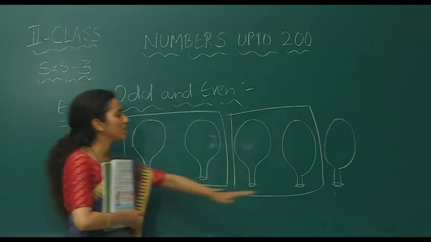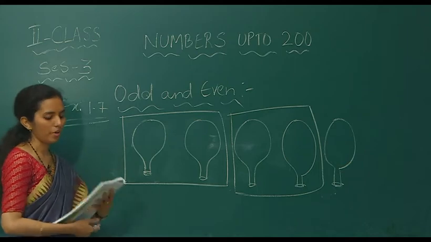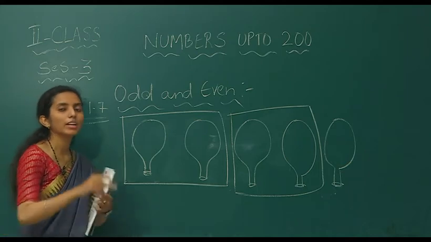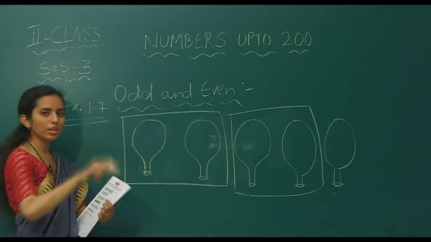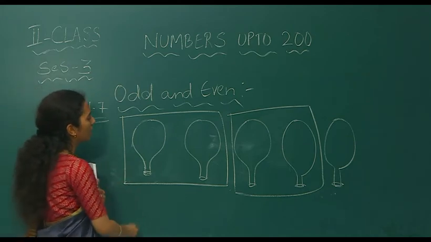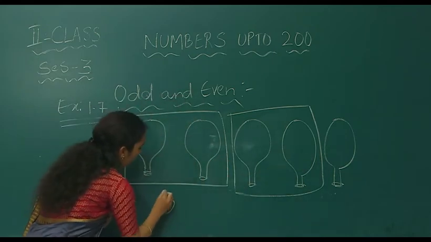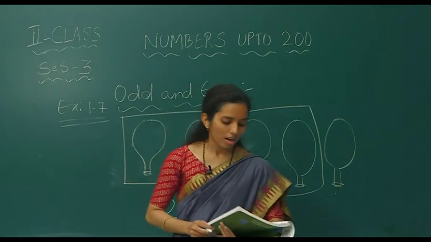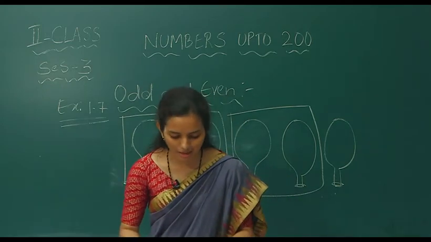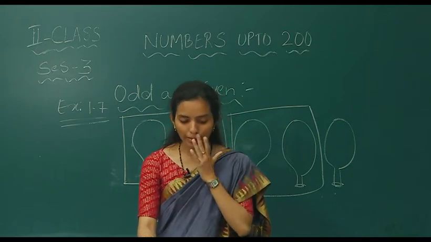If the balloon is left over, what does that mean? It is an odd number. So where do we have to write? We have to write the number in the odd numbers column. And how many balloons are there? 1, 2, 3, 4 and 5. And 5 is an odd number. In this manner you can do the remaining examples.